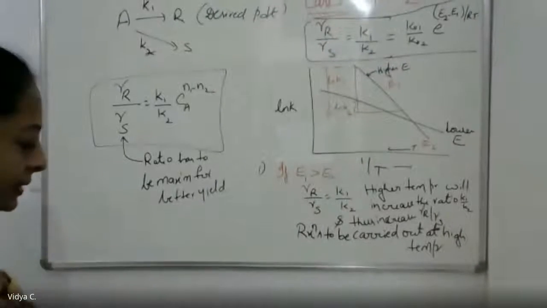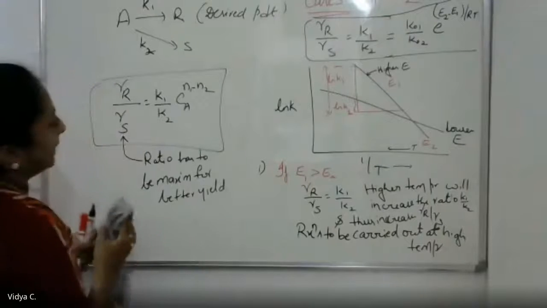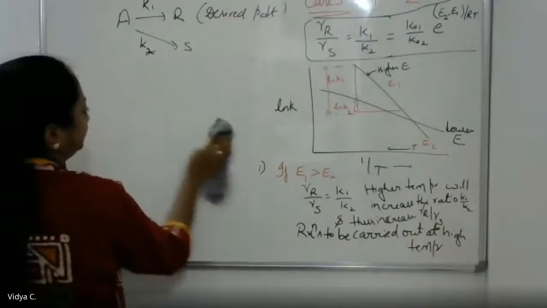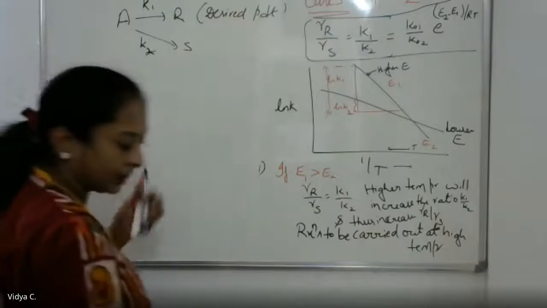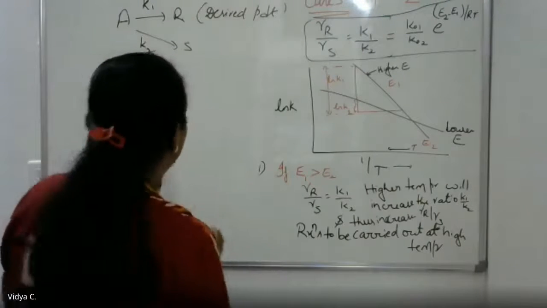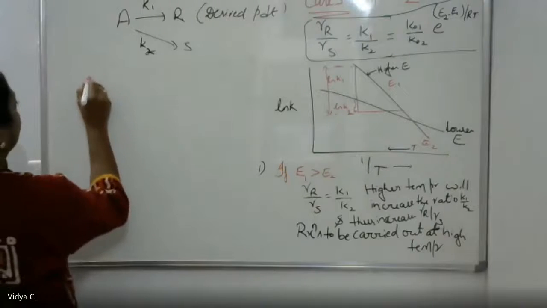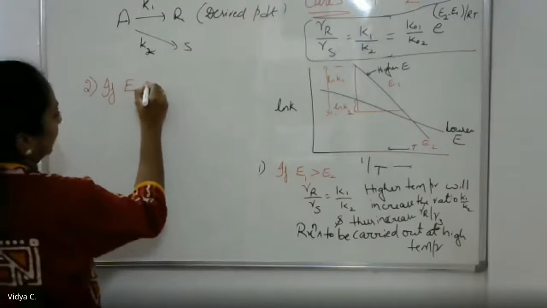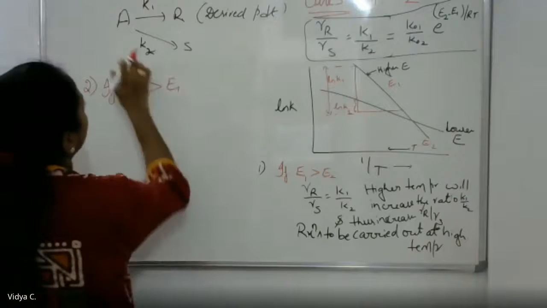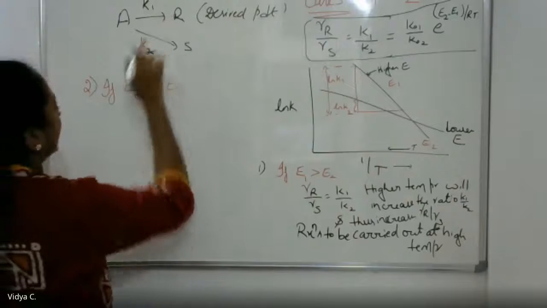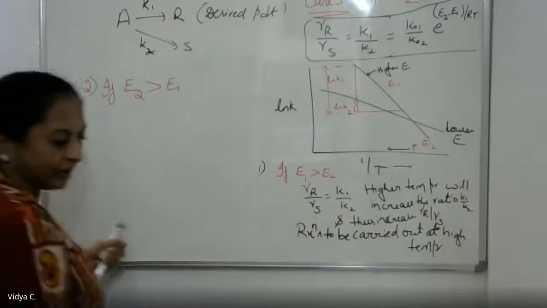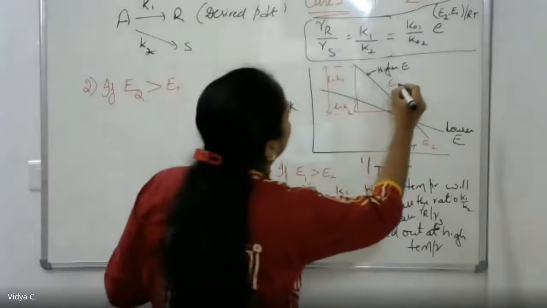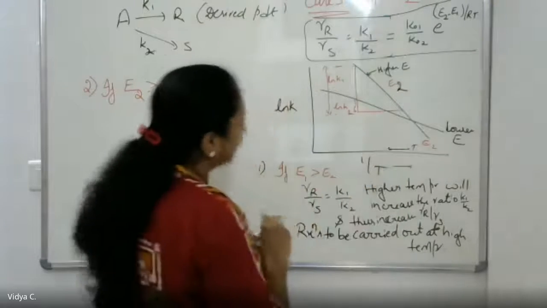If we come to the next case, the second case: if E2 is greater than E1. That is, the activation energy of the second reaction is greater than that of the first reaction. If the activation energy of the second reaction is higher, this will become E2 now. Correct?